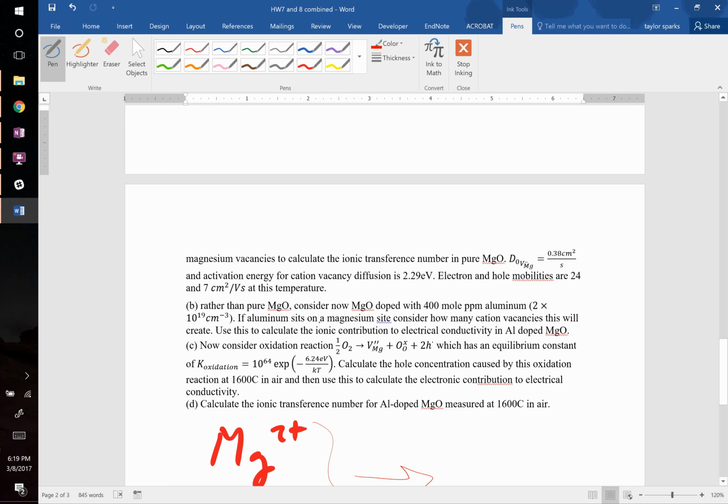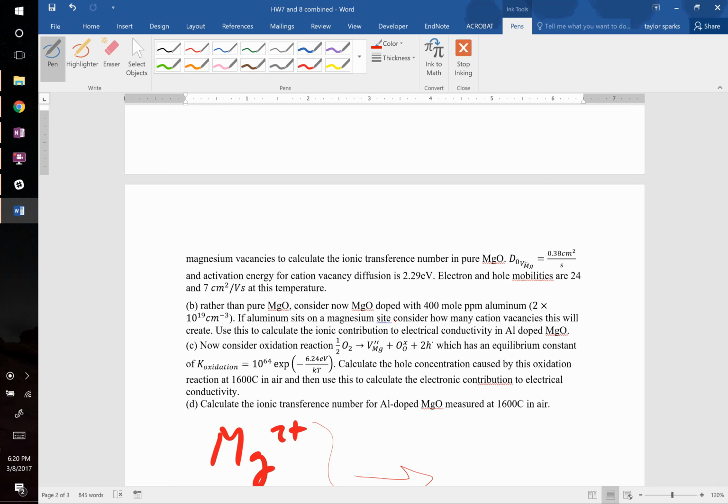If aluminum sits on a magnesium site, consider how many cation vacancies this will create. So I've told you, in this material, you have this number of aluminum sitting on magnesium sites. There are 2 e to the 19. Huge number, right? Relative to where we were before. We were at like 1 e to the 11th before in terms of intrinsic carriers, or intrinsic vacancies. Now by putting this on there, we know we're going to have more, but how many more? Is it for every one of these do we get a vacancy, or a different number?